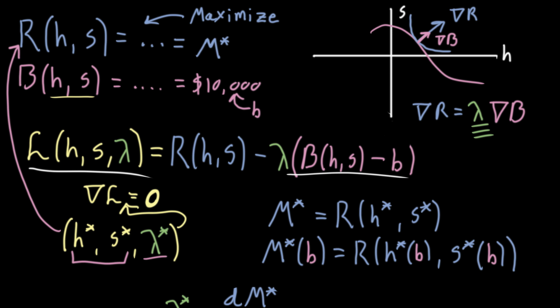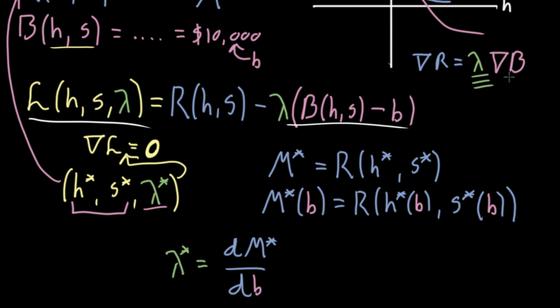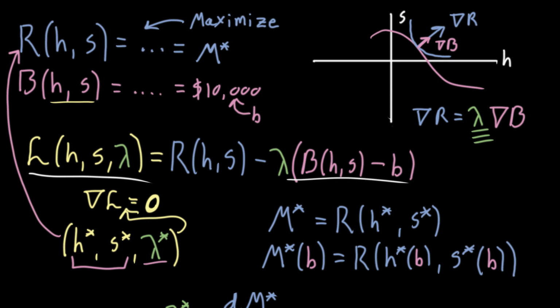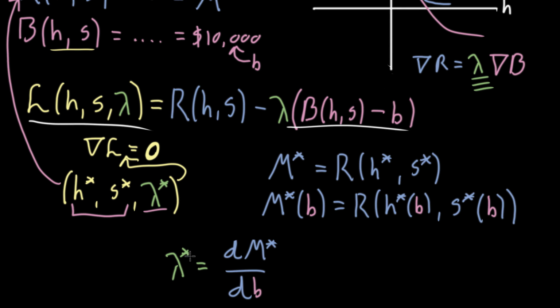And the crazy fact, which I just declared, is that when you set this gradient equal to 0 and you find some solution, and there will be three variables in this solution, h star, s star, and lambda star, that this lambda star is not meaningless. It's not just a proportionality constant between these gradient vectors, but it will actually tell you how much the maximum possible revenue changes as a function of your budget.